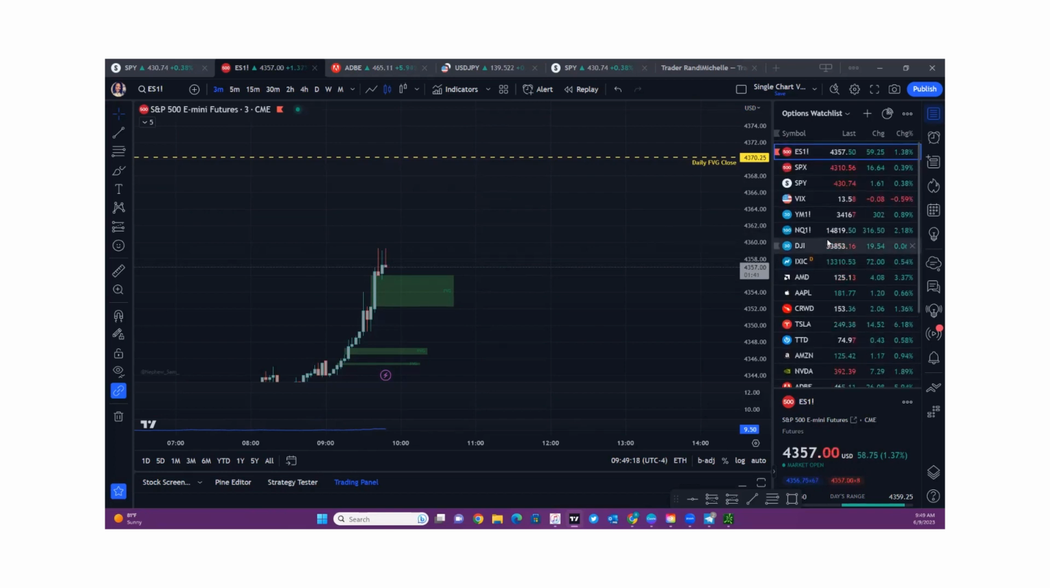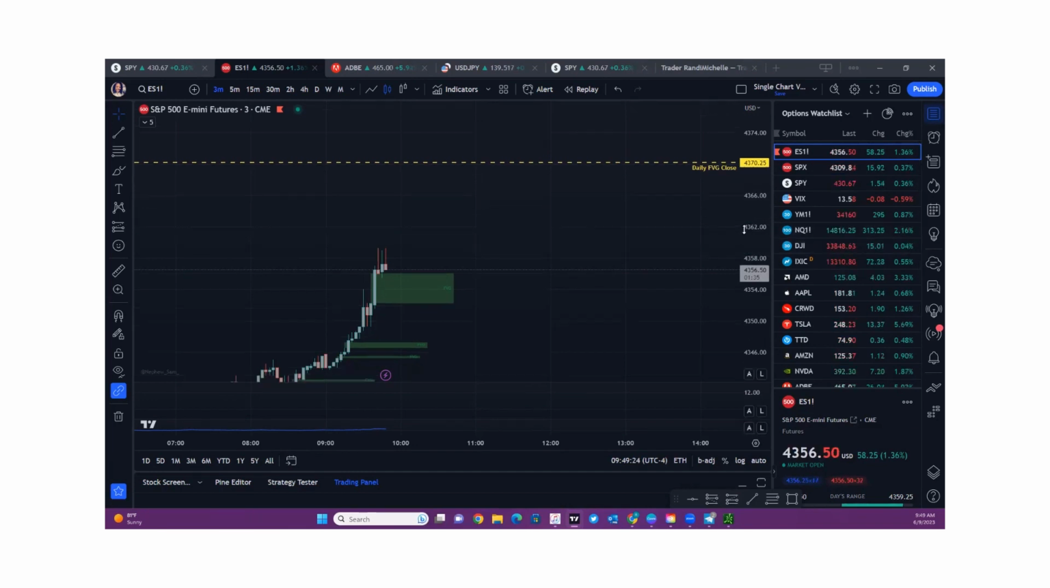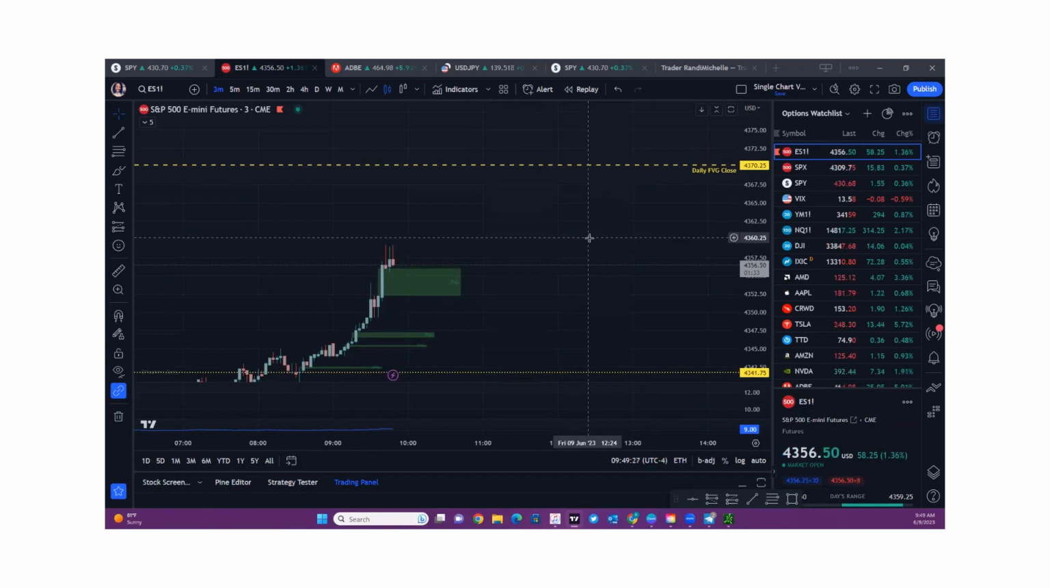So 473.49 is a high from April 4th, 2022 for Adobe. That might be where it's going. Let me mark this zone right here. I'm going to mark that so we can see if that's where she's going.